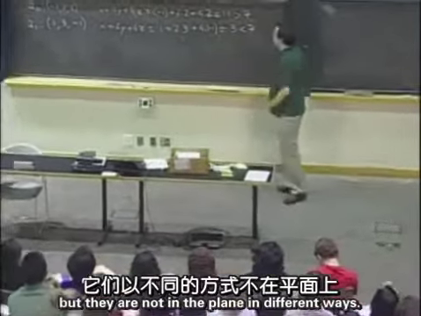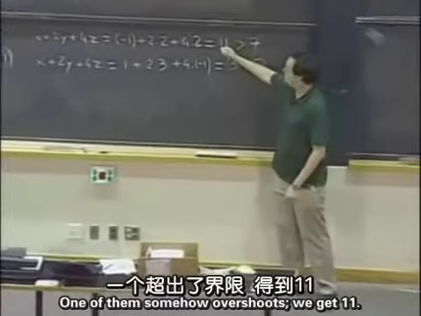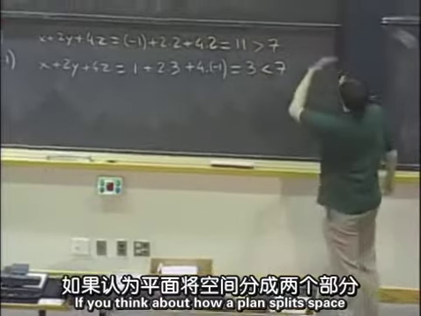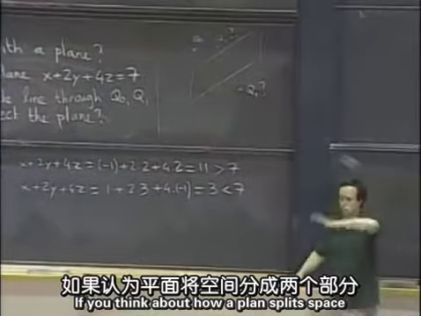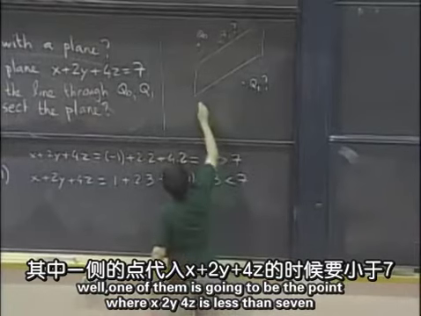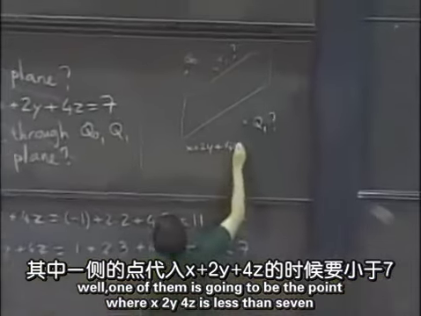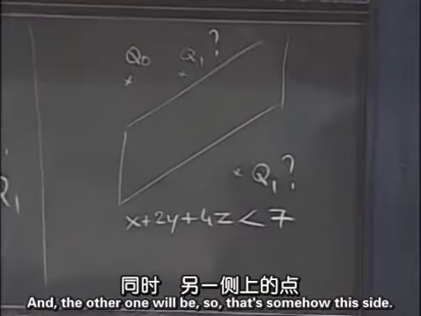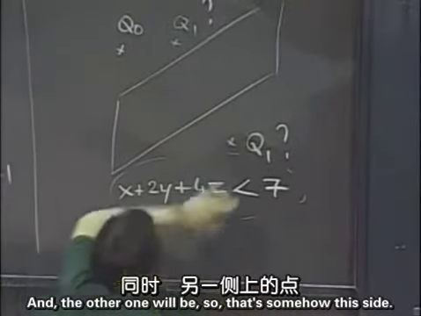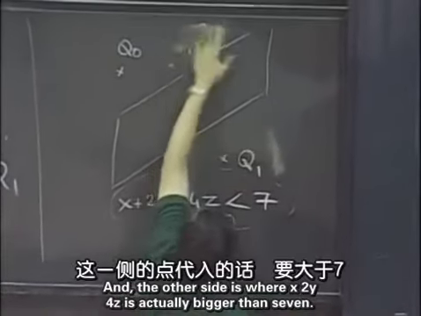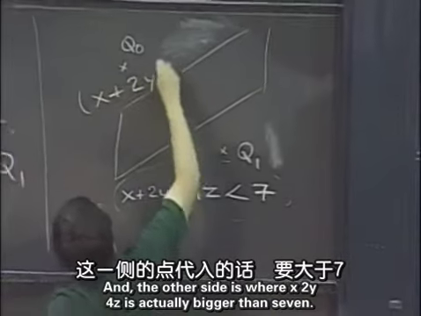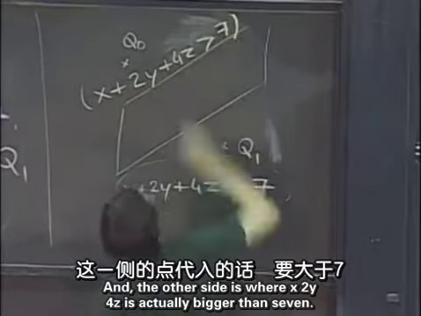These points are not in the plane, but they're not in the plane in different ways. One of them somehow overshoots, we get 11. The other one, we only get 3, that's less than 7. If you think about how a plane splits space into 2 half spaces on either side, one of them is going to be the points where x + 2y + 4z is less than 7, and that's where Q1 is, and the other side is where x + 2y + 4z is actually bigger than 7.